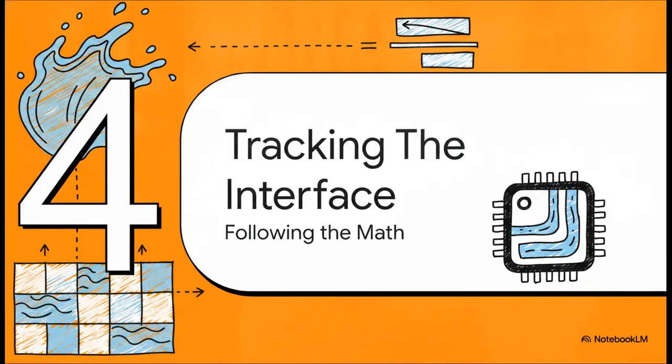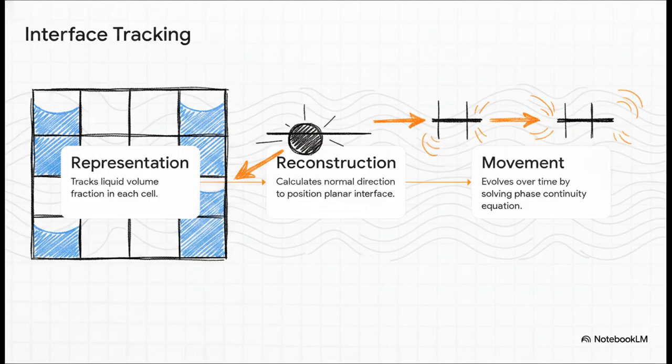All right, Section 4, tracking the fluid interface, following the math. VOF actually relies on a pretty fascinating 3-step process. Step 1 is representation, literally tracking the fraction of liquid in each cell. Step 2 is interface reconstruction. The system uses math gradients to figure out the angle, positioning a flat, planar interface inside that cell. And finally, Step 3 is interface movement. The interface evolves over time by solving fluid equations to move those fractions around based on velocity.